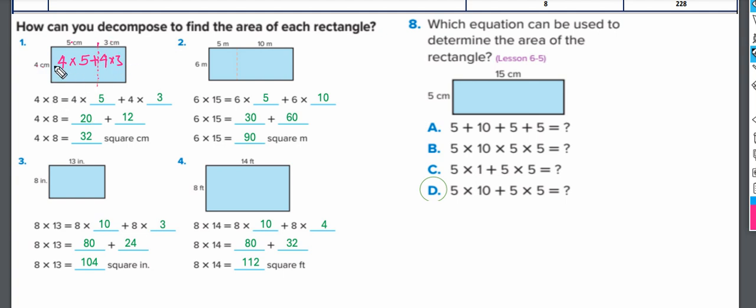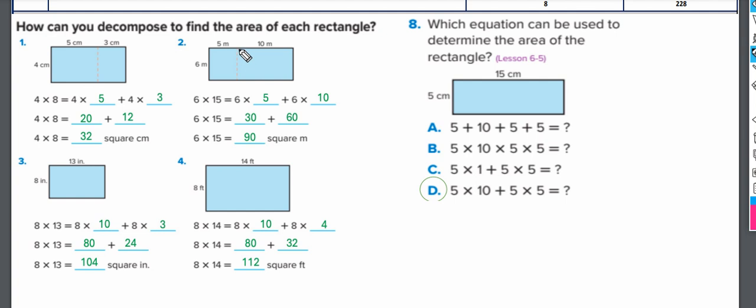Now you just put it here. 4 times 5 is 20 plus 4 times 3 is 12, and you can substitute, since 8 is 5 plus 3. 4 times 5, 20. 4 times 3, 12. 20 plus 12 is 32.